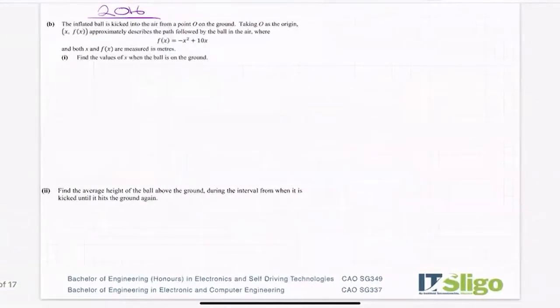Okay, the inflated ball is then kicked into the air from a point 0 on the ground. Taking 0 as the origin, x, f of x approximately describes the path followed by the ball in the air, where f of x is equal to minus x squared plus 10x. Find the values of x when the ball is on the ground.